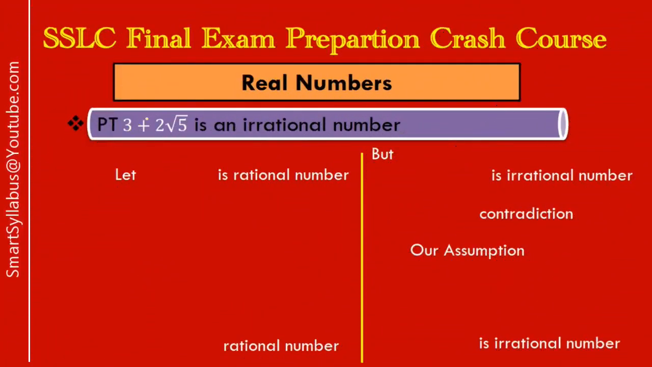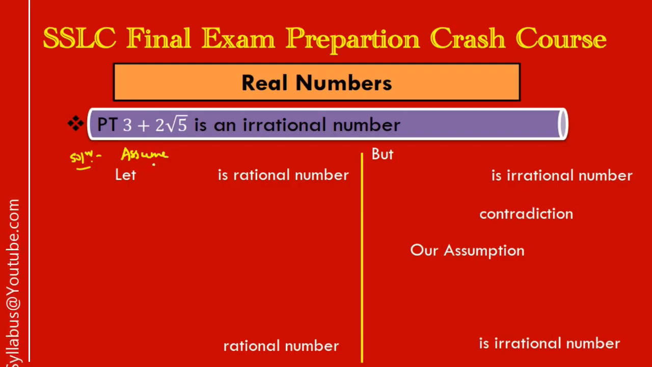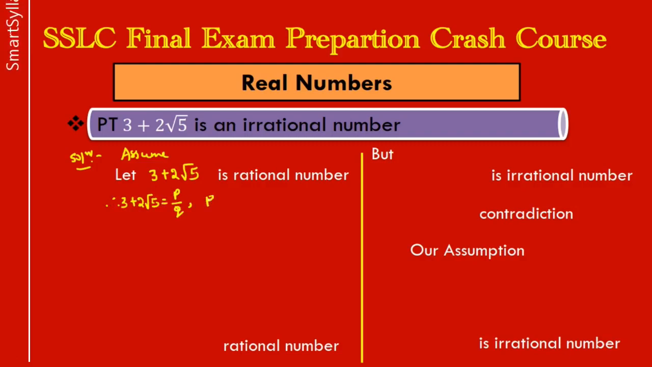Students, this time the given sum is to prove that 3 plus 2 root 5 is an irrational number. Okay, first the solution part. Under the solution, first you have to assume, let 3 plus 2 root 5 be a rational number. Once it is rational, then definitely it is in the form of p by q. Therefore 3 plus 2 root 5 is equal to p by q, where p and q belong to Z, that is the set of integers, and q is not equal to 0.